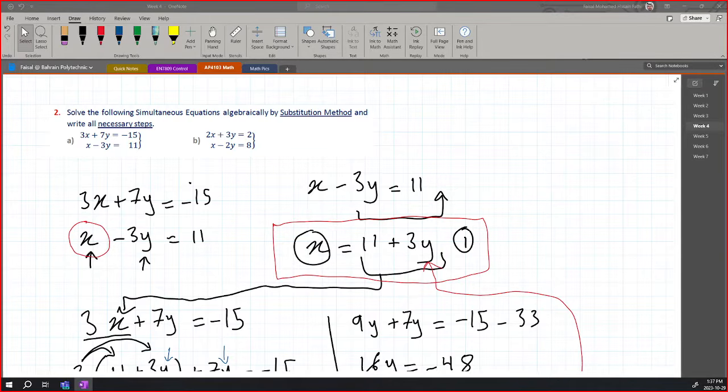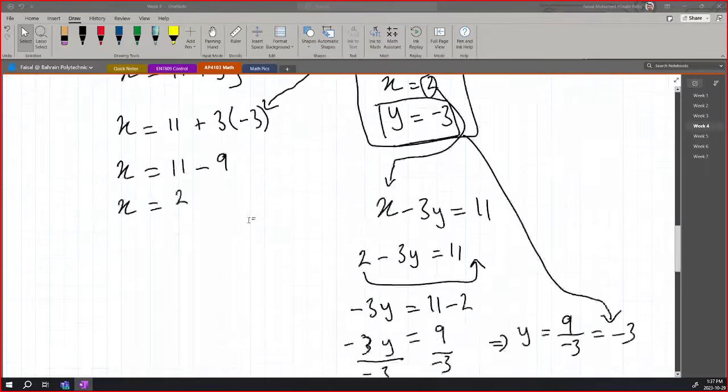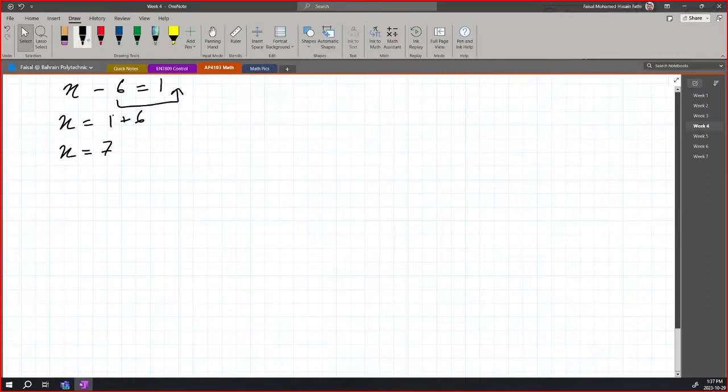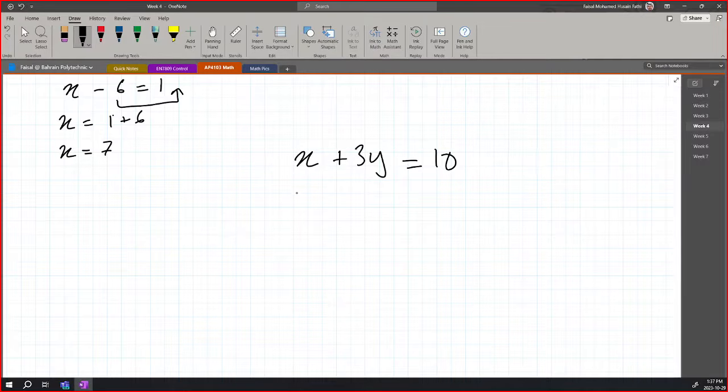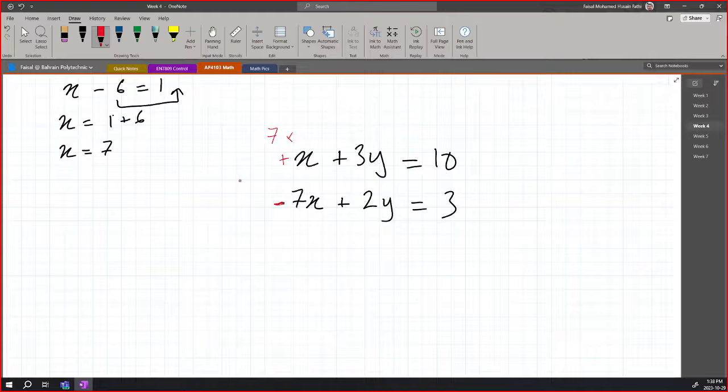So say we have x plus 3y equal 10 and minus 7x plus 2y equal 3. If you have this example, the sign here is plus and the sign here is already minus. In this case, when you're multiplying, you're just going to multiply by 7.